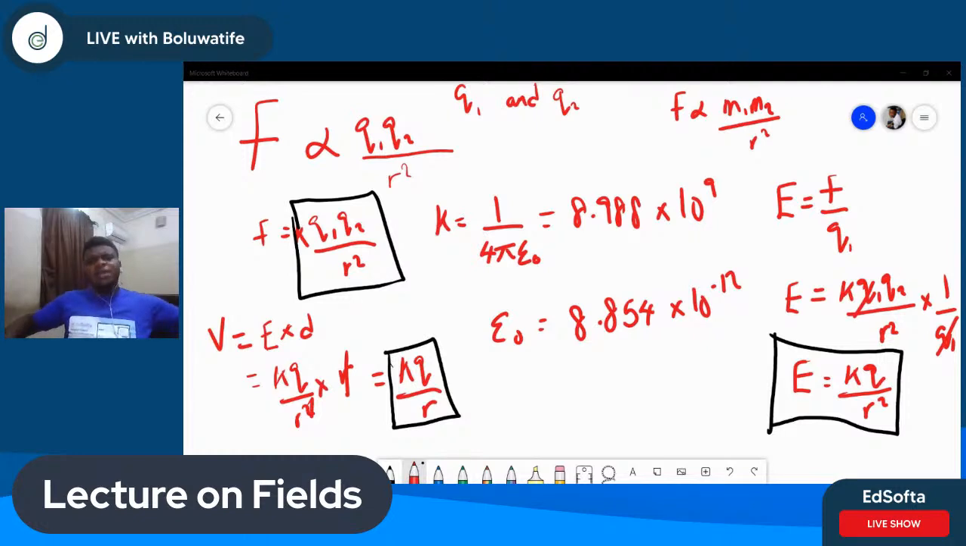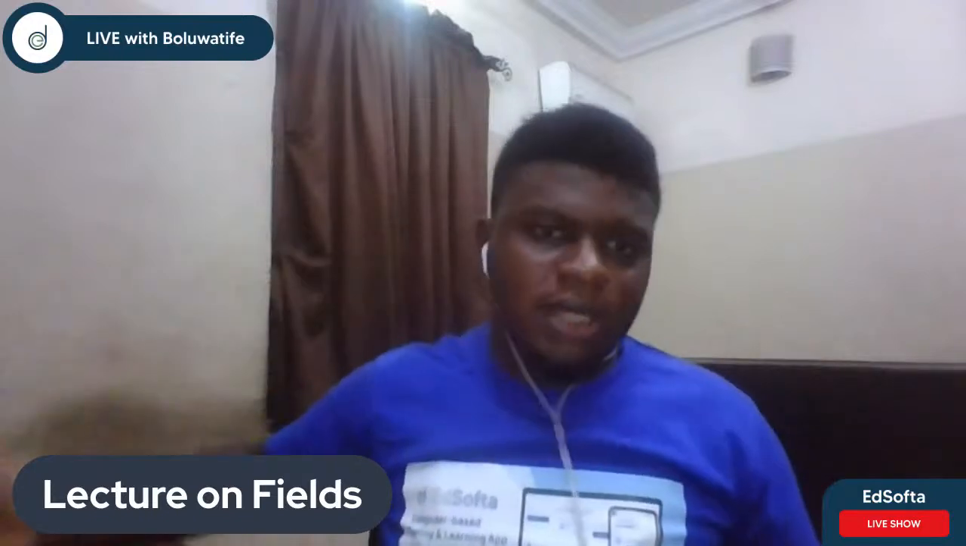The last thing we're going to talk about for today is capacitance. Capacitance is simply the ability of a material to store charges. So a capacitor is a material or a device or a substance that can store a charge.